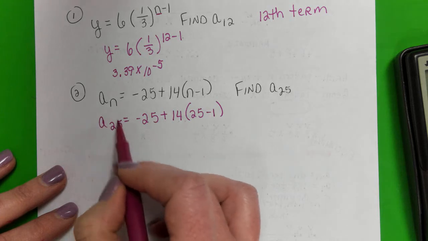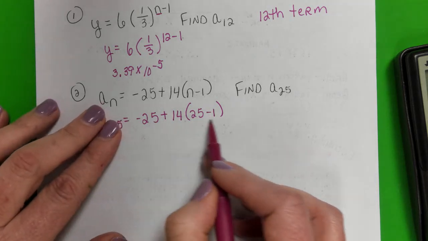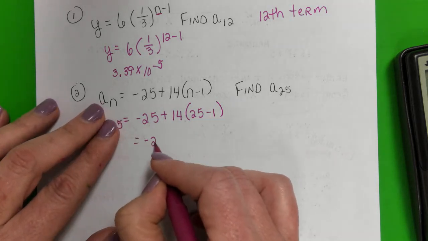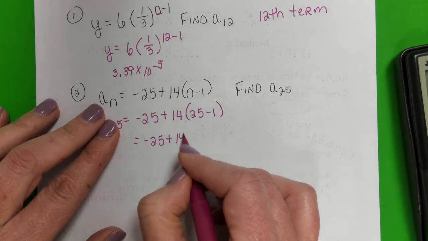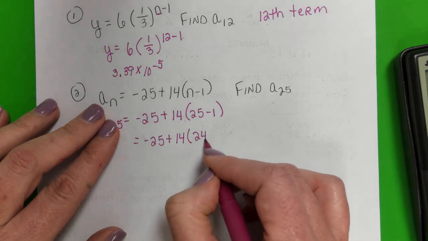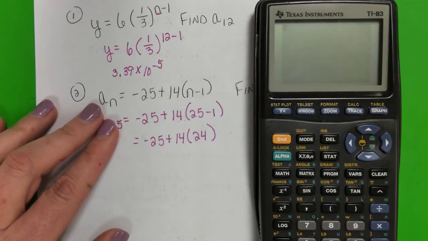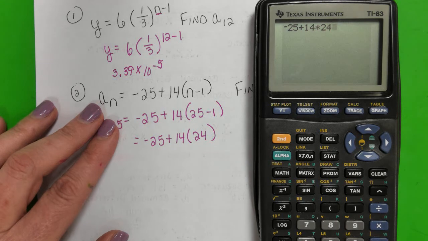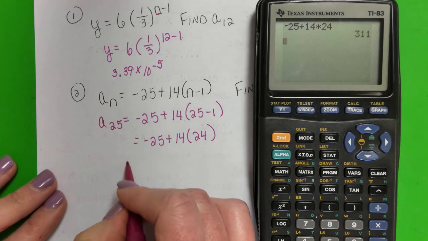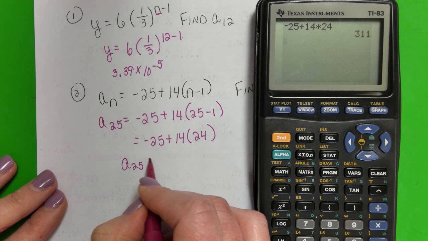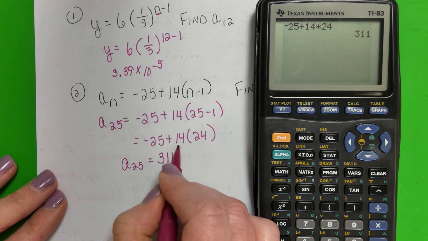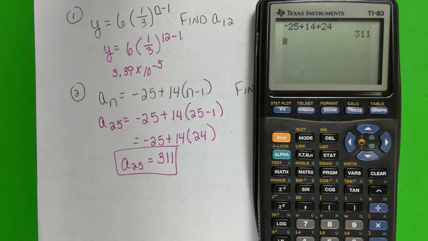Now this is just telling me what we're doing. I just have to worry about this part on the left. And we can probably do a little bit of this on our own with our own brains. But now if you wanted to type in -25 plus 14 times 24, we get 311. So the 25th term is 311. So that's how we can use our formula.